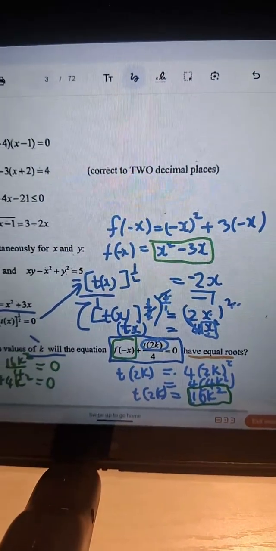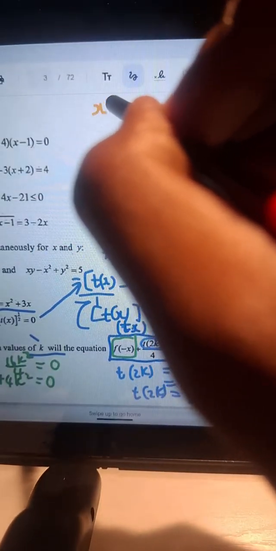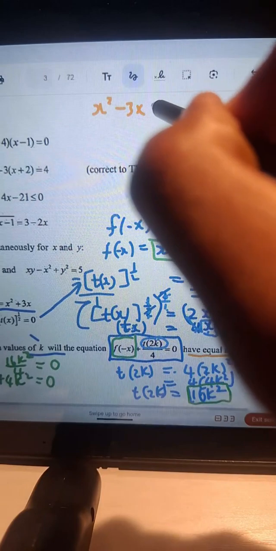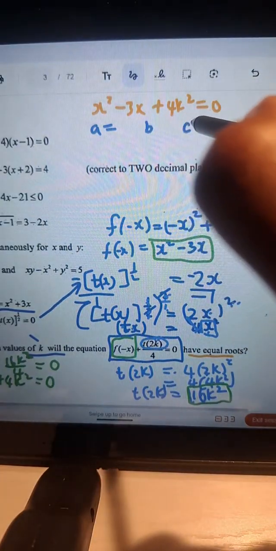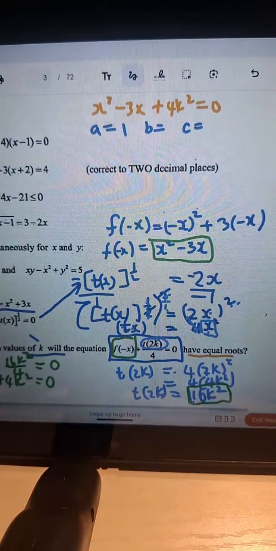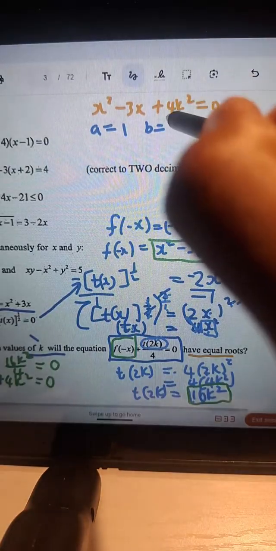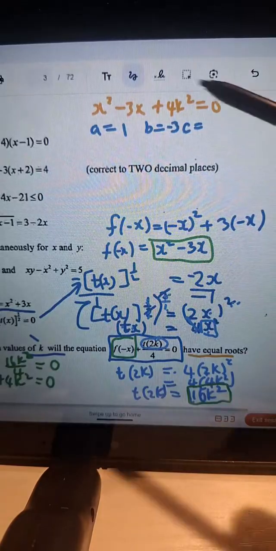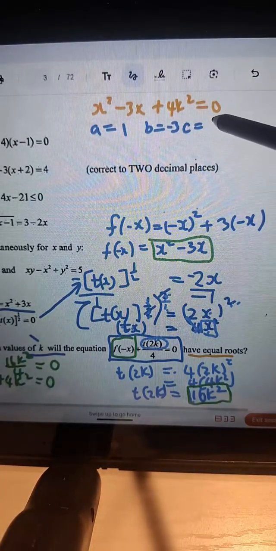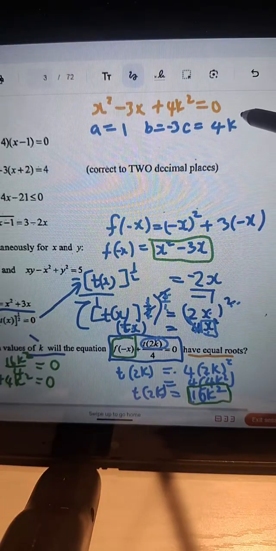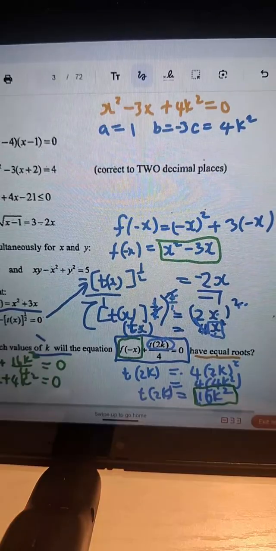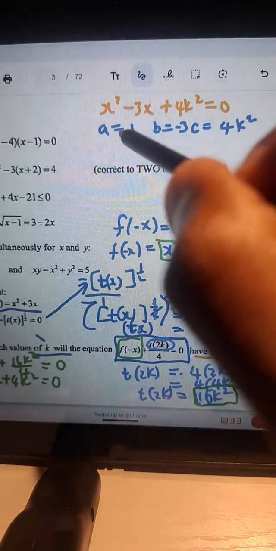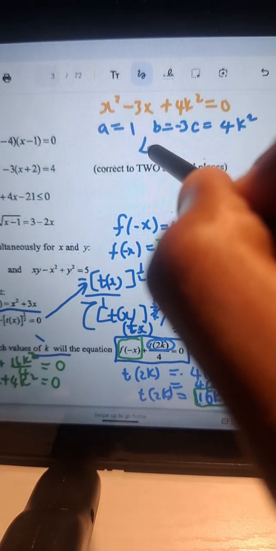So when we are here, guys, it's a matter now of doing this. I'm just going to go here at the top, guys, and I'm sorry for that. We are going to come here: x squared minus 3x plus 4k squared, which is equal to 0. First step, you need to identify a, b, and c. A is 1. Remember, a is the coefficient of x squared. B is negative 3. B is the coefficient of x, and then c is 4k squared. Then guys, when we have identified a, b, and c, what do we use? The condition.